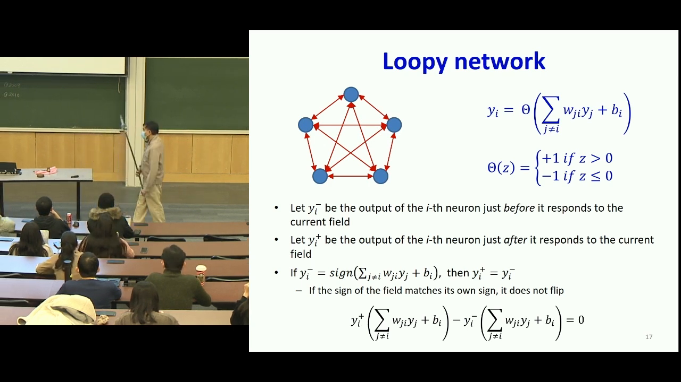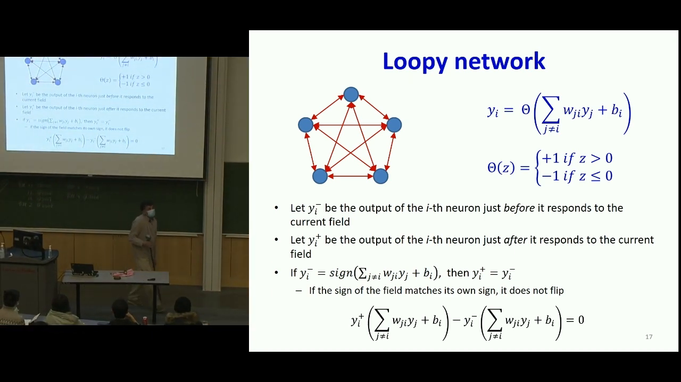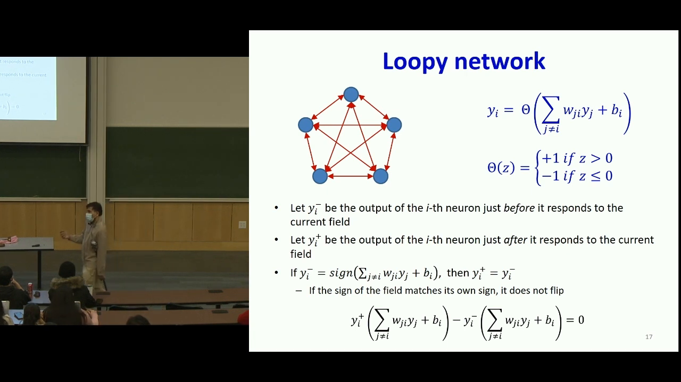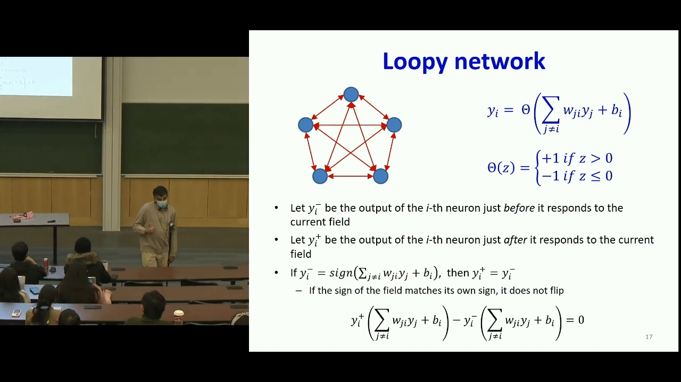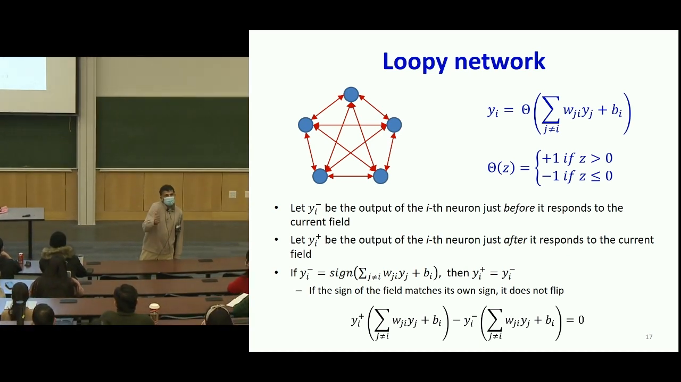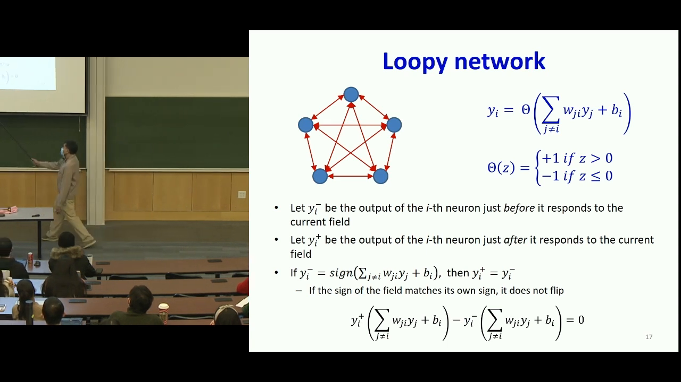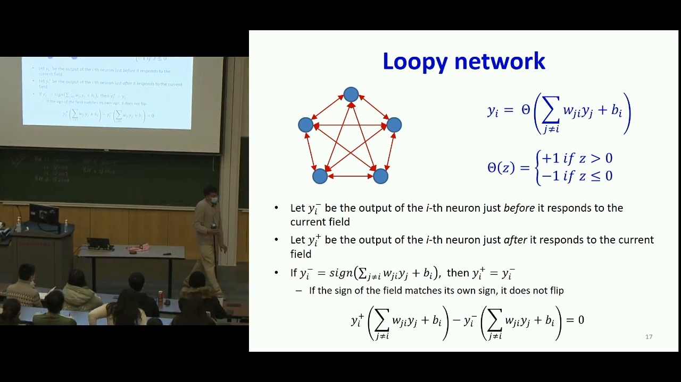And the reason is this. Look at it this way. A neuron flips if the sign doesn't match the current value, right? So y plus and y minus are the response of the neuron just before and after the activation is applied. So the field has come in. Y minus is the current state of the neuron. Then it responds. And when it responds, it becomes y plus. So plus and minus are after and before, right? Now, here's the guarantee. Once it has flipped, the field and the value are going to match in sign. If the field is negative, the value becomes negative, right?